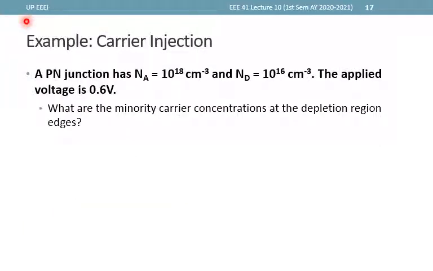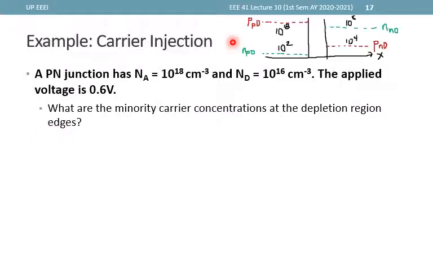Some example first. Consider we have a silicon PN step junction with these doping concentrations, and we apply some voltage, 0.6 V. What are the minority carrier concentrations at the depletion region edges? Now, before proceeding, let's draw the carrier concentrations at equilibrium. So voltage is equal to 0. So at equilibrium, we have pp0, nn0, np0, pn0. The value of the majority carrier concentrations are 10 to the 18 and 10 to the 16.